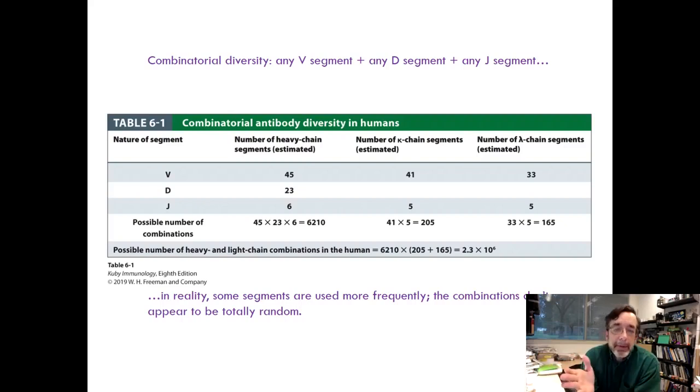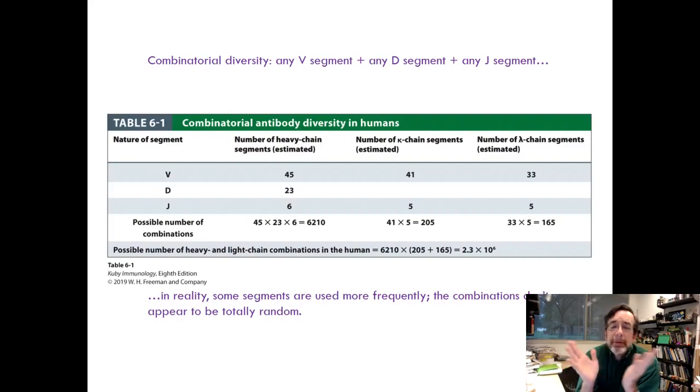So for example, if you see the number of kappa chain segments, they don't have the D's in place, but they have 41 times 5. And just that is 205 for the kappas, 33 times 5 for the lambdas, and then you actually look at all those together. So the number of heavy and light chain combinations, just from the gene shuffling, is going to be 205 plus 165. So you only pick one of either kappa or lambda, but that's still about, what is it? I can do it in my head. 370. I think I did that right.